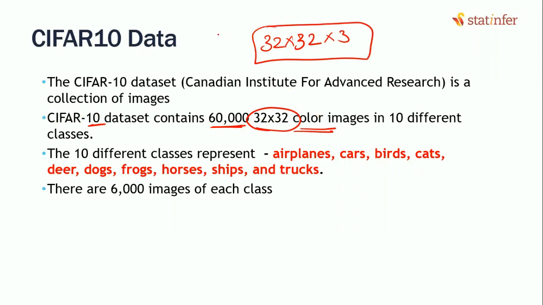It is mandatory because color images have depth. My input data has depth. And there are 10 different classes in the output. These images have aeroplanes, cars, birds, cats, deer, dogs, frogs, horses, ships, and trucks. Out of these 60,000, there are 6,000 images for each class: aeroplanes, cars, birds, cats, frogs, horses, ships, and trucks.